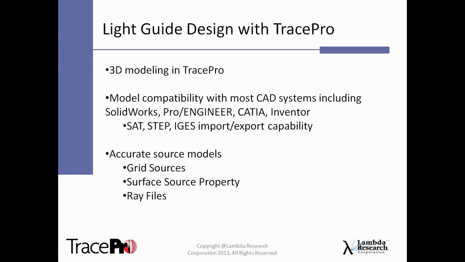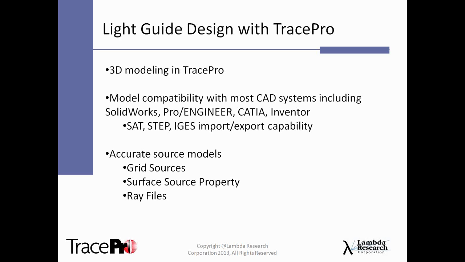Now let's talk a bit about some of the light guide design tools that are available in TracePro. The first is doing 3D modeling right in TracePro itself. TracePro has a CAD engine built right in, with primitive solids like blocks, spheres, cones, toruses, as well as Boolean operations, lens elements, and reflector elements. These can all be designed and modified right in TracePro. TracePro also has compatibility with most CAD systems, including SolidWorks, ProEngineer, CATIA, Inventor, and numerous others. A lot of times we'll work with models in SAT, STEP, or IGES, and all of these file formats can be imported right into TracePro. So this allows you to do your design work in a CAD system and then just bring the model over to TracePro for analysis.